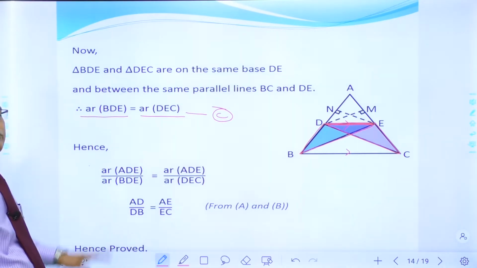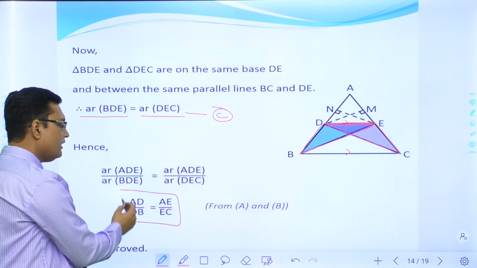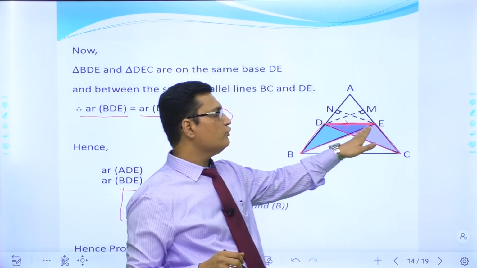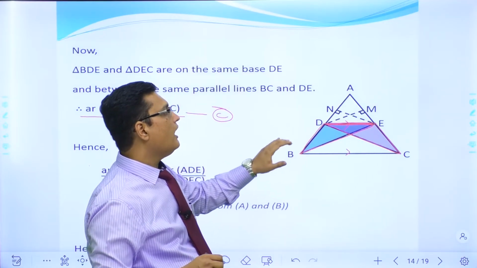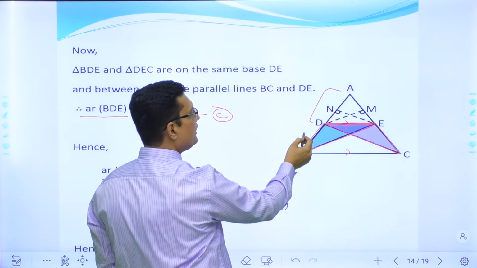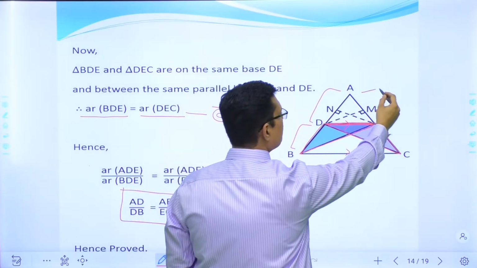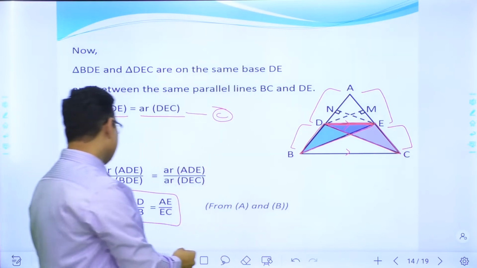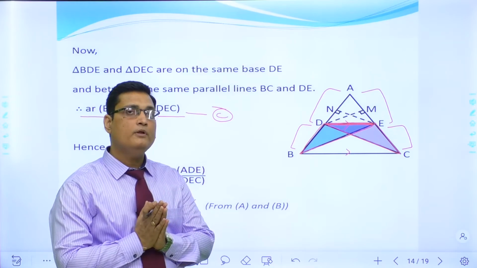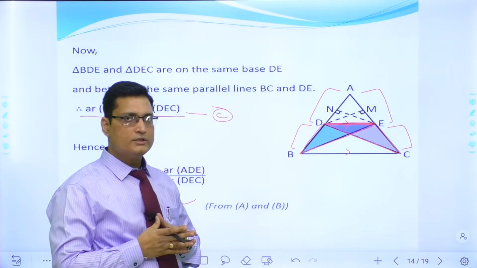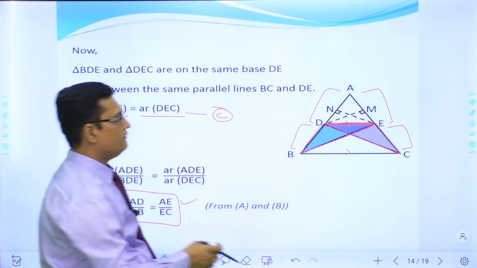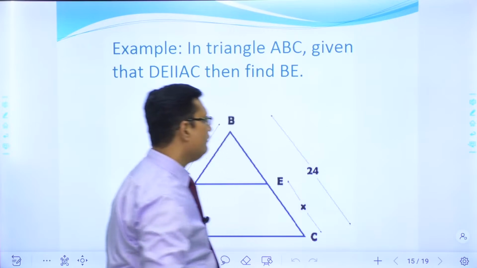So we have proved that when a line is drawn parallel to one side of a triangle, intersecting the other two sides at distinct points, it divides the two sides in the same ratio. So AD upon DB is equal to AE upon EC. So we have proved this BPT theorem. This is a very important theorem and many application-based questions come on this. Let's do some questions on this. In the next slide we can see.